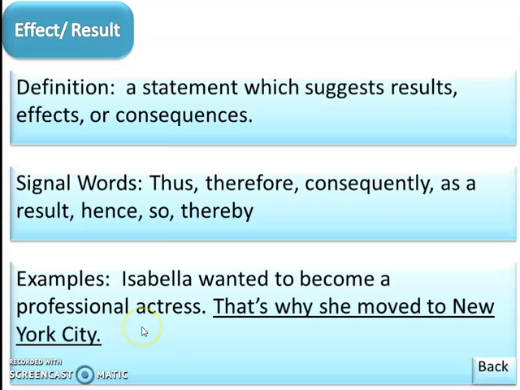Isabella wanted to become a professional actress. That's why she moved to New York City. They didn't underline the cause, they just underlined the effect. So that's why this pattern of organization is called effect only.